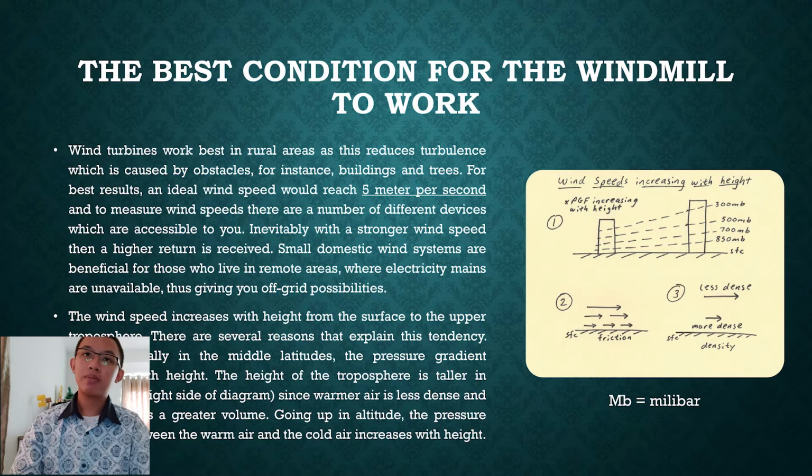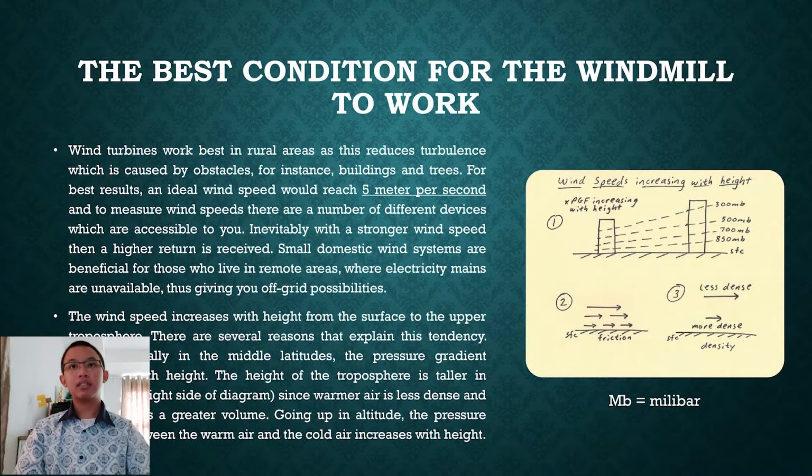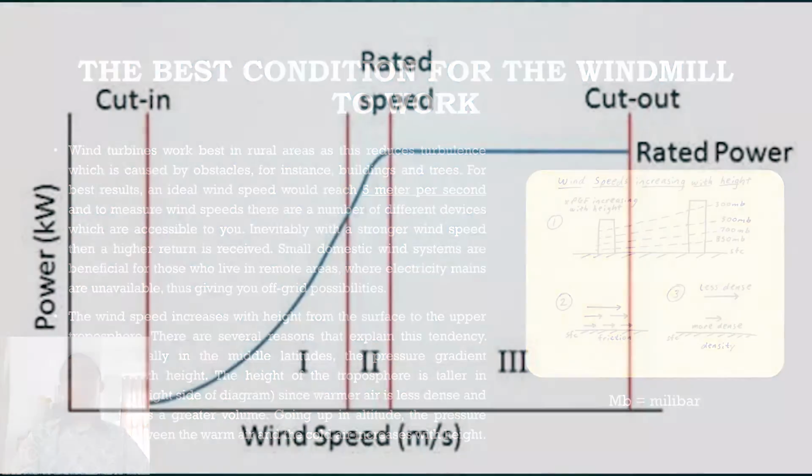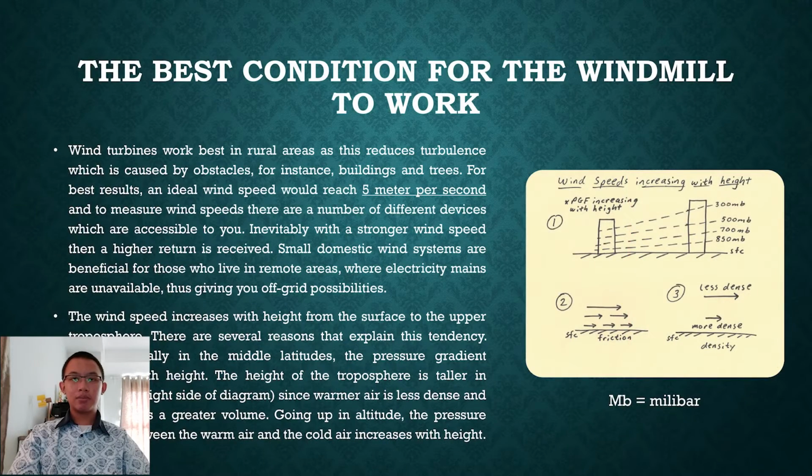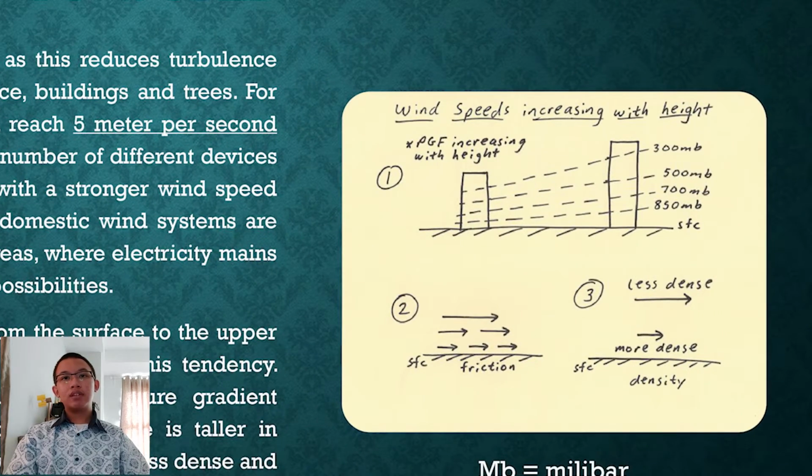The best condition for the windmill to work. Wind turbines work best in rural areas as this reduces turbulence, which is caused by obstacles, for instance, buildings and trees. For best results, an ideal wind speed would reach 5 meters per second. And to measure wind speeds, there are a number of different devices which are accessible to you. Inevitably, with a stronger wind speed, a higher return is received. Small domestic wind systems are beneficial for those who live in remote areas where electricity mains are unavailable, thus giving you off-grid possibilities.